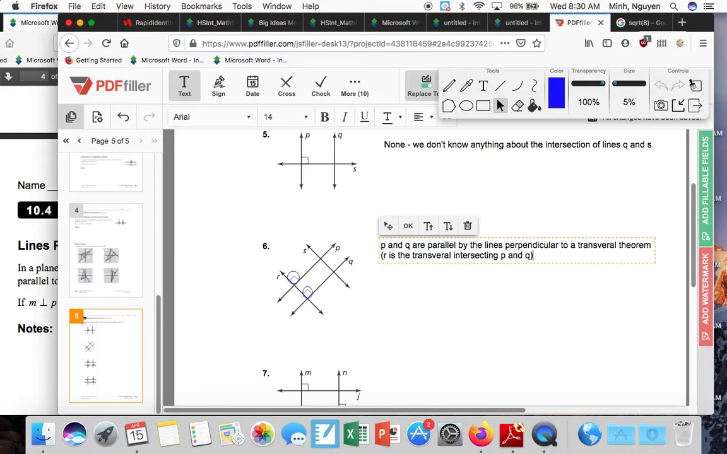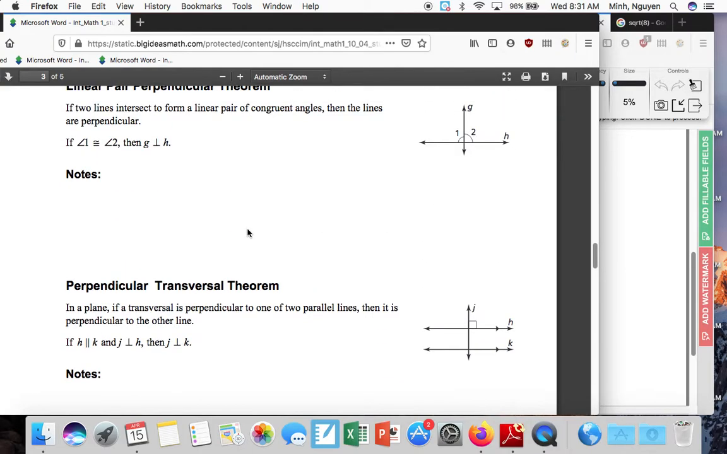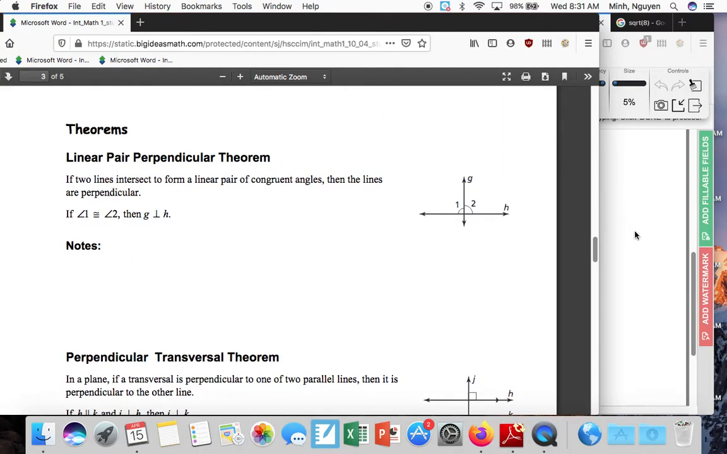Okay. Next. So let's see here. This we know nothing about. So we will basically ignore this. We don't know anything about it. Ignore it. So what can I say instead? Well, if this is 90, then by the, what's it called? Linear pair perpendicular theorem.